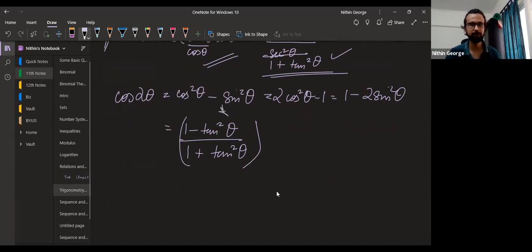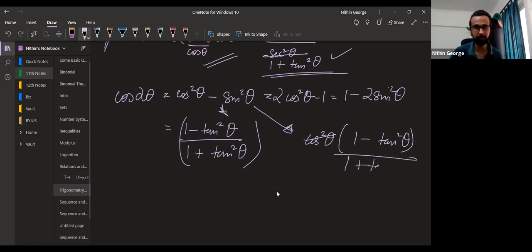You know where this came from, right, guys? In this equation, what you do is take cos square theta outside. Numerator should have cos square theta, which means denominator will have sec square theta. Then you'll get 1 plus tan square theta. Then you'll get 1 minus tan square theta here, sin square theta by cos square theta. And then this cos square theta becomes sec square theta, which is nothing but 1 plus tan square theta. Got it?